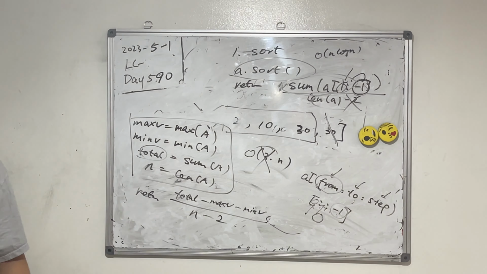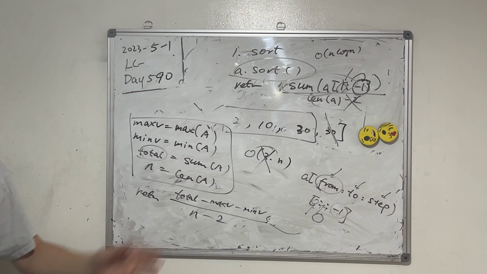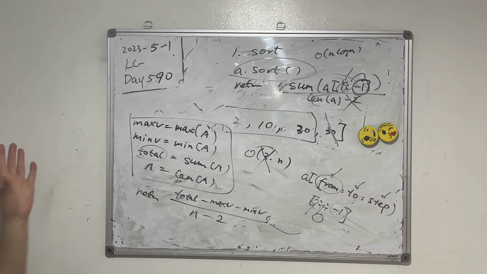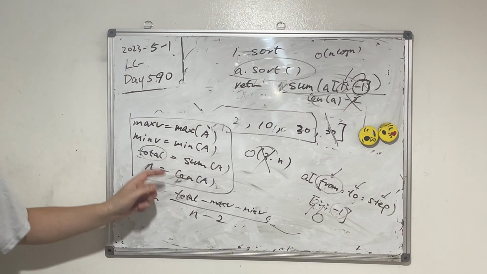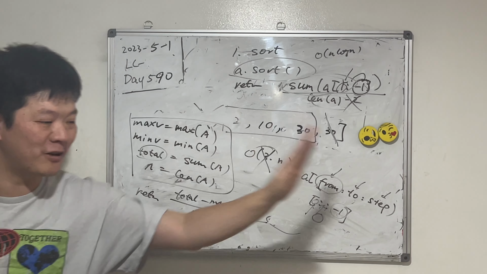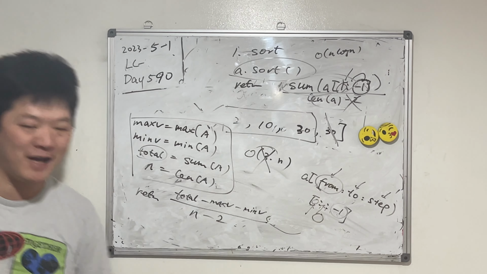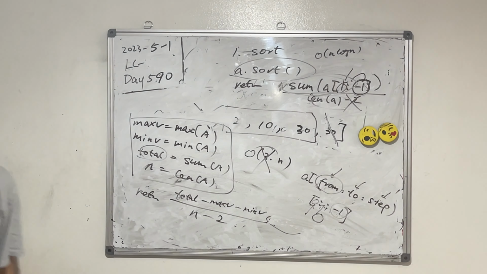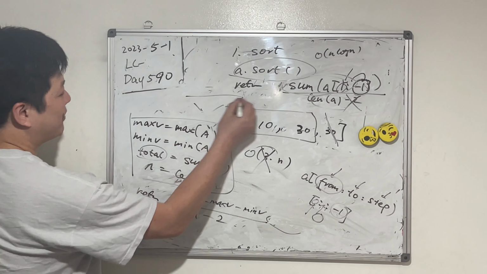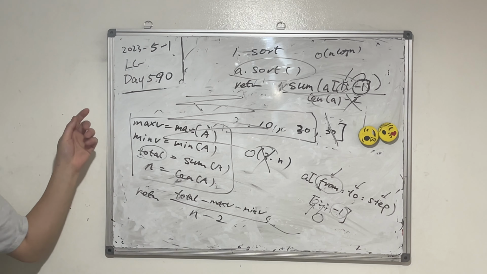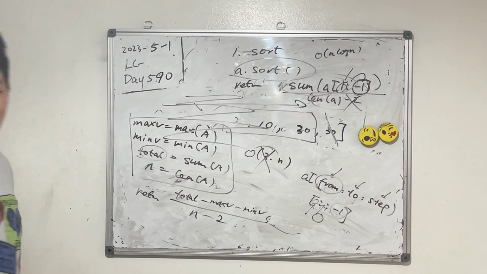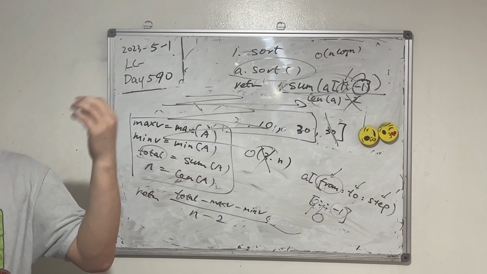But do we need to traverse 3 times? Can we do the 3 things at once? Just traverse the array and find the maximum, minimum, and sum. We can do it, right? There's no point going through once to find the maximum, once to find the minimum, once to find the sum. Just return, you're just doing this. This is O(3n), but we can do better. We can just go through once and find the maximum, the minimum, and the sum.